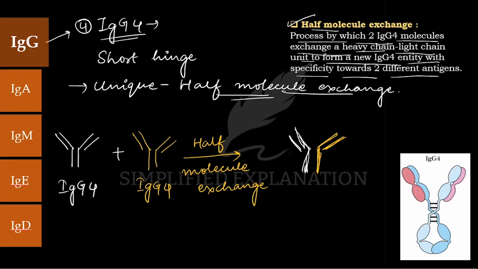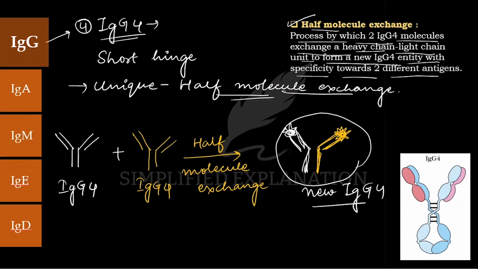So now they have specificity for two different antigens. If I draw the diagram, let me change the color. Now they have specificity for two different antigens. So this is what we call half molecule exchange, where two IgG4 molecules exchange their heavy chain and light chain so that they can form a new IgG4. It's a new combination because it has specificity for two different antigens.